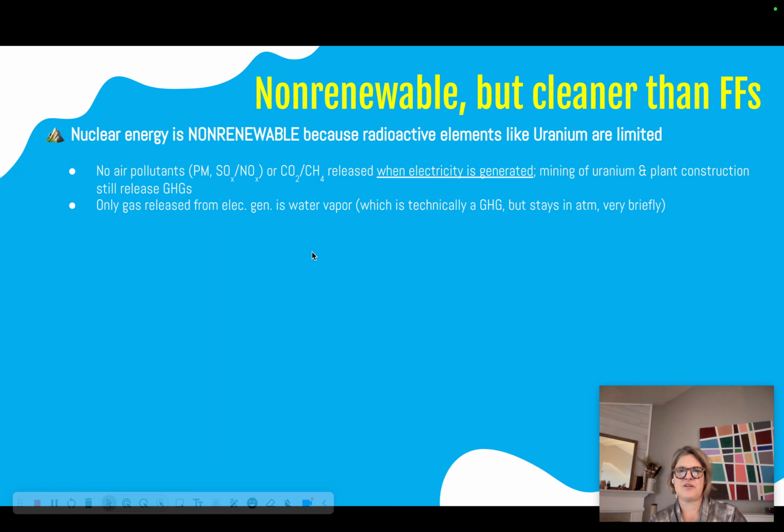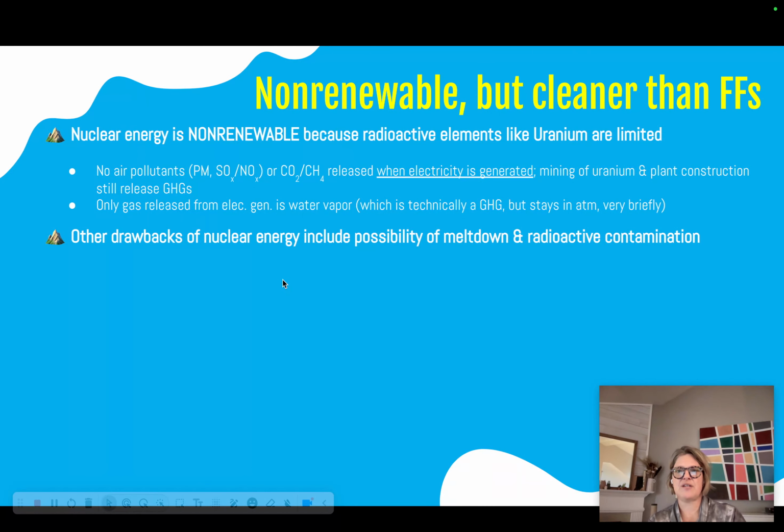The only gas that's released from the electric generation is the water vapor, like we talked about. Water vapor technically is still a greenhouse gas, but it stays in the atmosphere very briefly. The hydrologic cycle is constantly happening. So it does put water vapor back into the atmosphere, but if there was less carbon, there'd be less carbon for that water to react with, which would actually be a good thing.